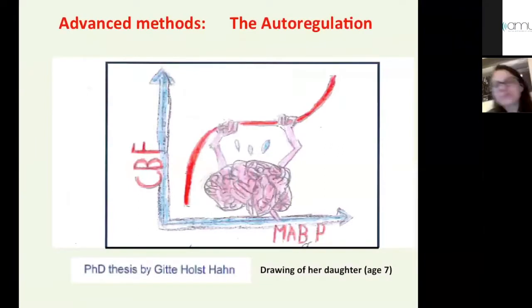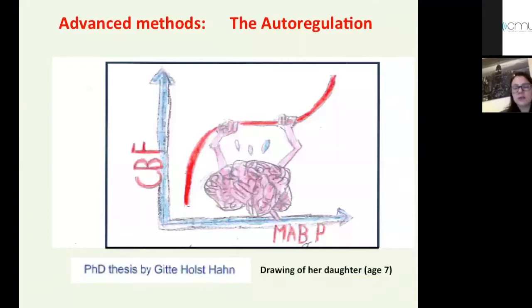Let's move on, and let's start with advanced methods, the autoregulation. Neurointensivists are in love with autoregulation, and we think that autoregulation is so important. This is a very nice drawing from Mr. Githosh, whose daughter made this drawing when she was 7 years old, and he put it in his PhD thesis. Autoregulation is important because it's basically associated with the outcome.